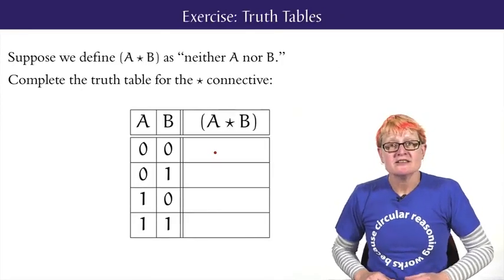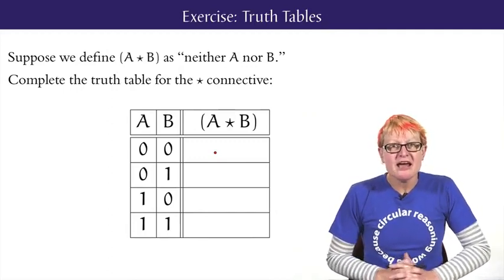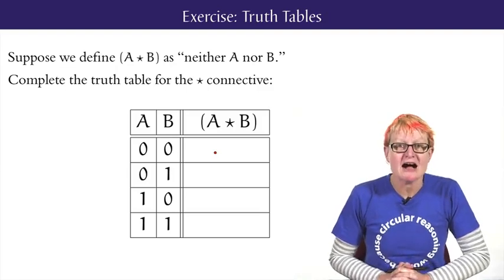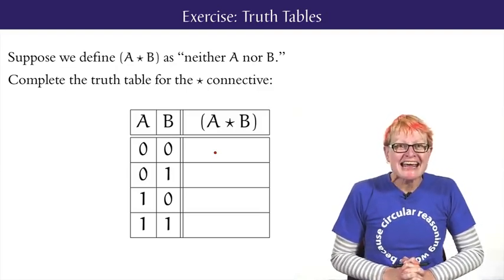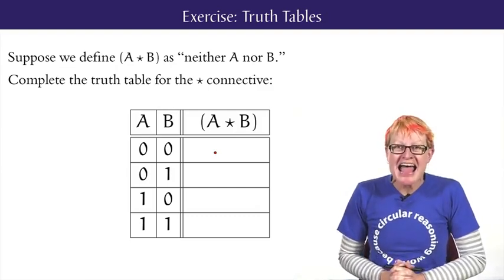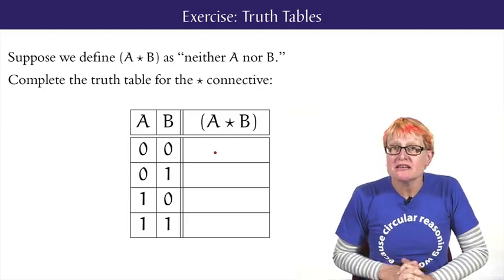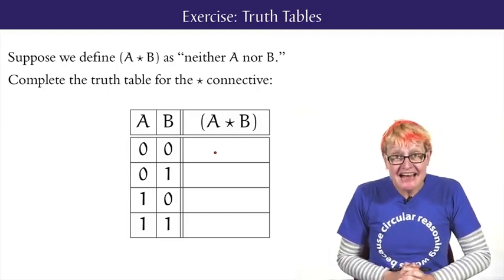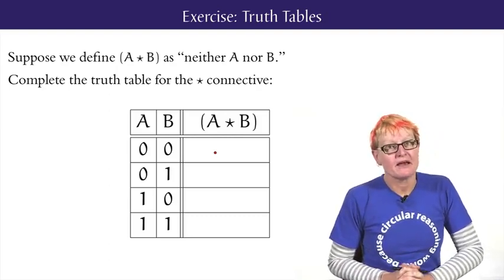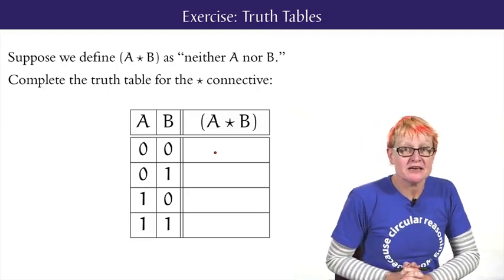Here's an exercise for you to test your understanding of truth tables. Suppose we have a new connective called star, where we want A star B to mean neither A nor B is true. Your job here is to complete the truth table for the star connective. Mark the rows of the truth table in which you think A star B should be true.